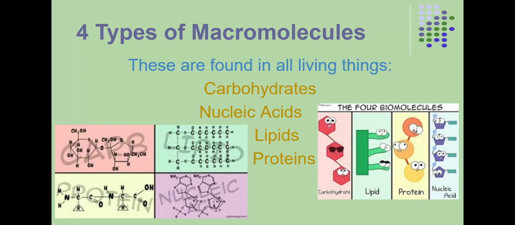All right, like I said, there's four types of macromolecules that make up living things, and they're carbohydrates, nucleic acids, lipids, and proteins. And during these next several videos, we are going to break it down and talk about each one of those things, the carbs, the nucleic acids, the lipids, and the proteins.